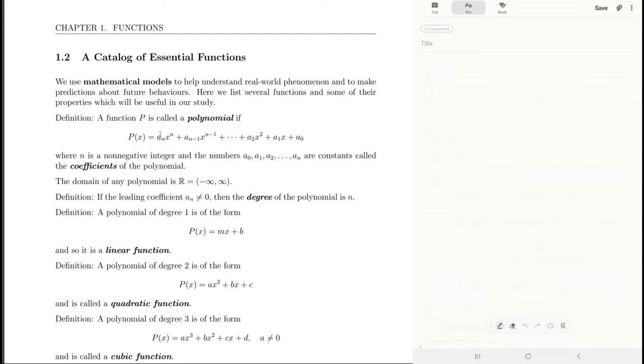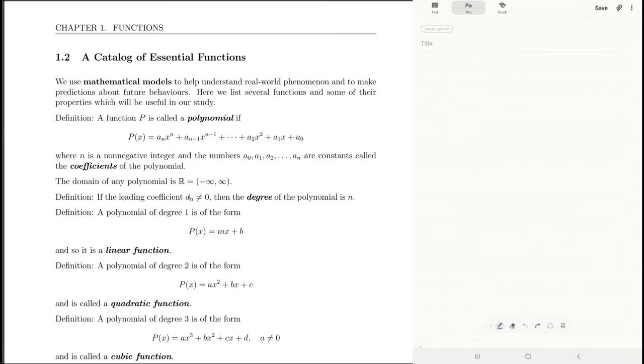We have a_n times x to the n plus a_(n-1) times x to the n minus 1, all the way down to a_2 times x to the power of 2 plus a_1 x plus a_0. Now n is any non-negative integer, and the numbers a_0 through a_n are constants, which are called the coefficients of the polynomial. Now the domain of any polynomial is the set of real numbers.